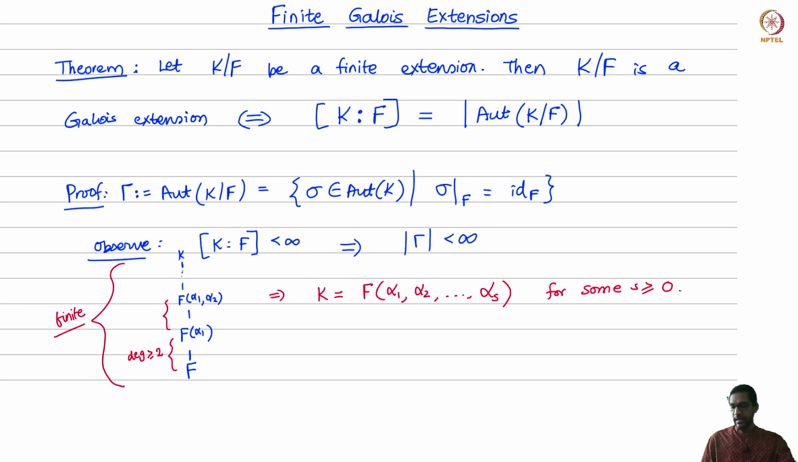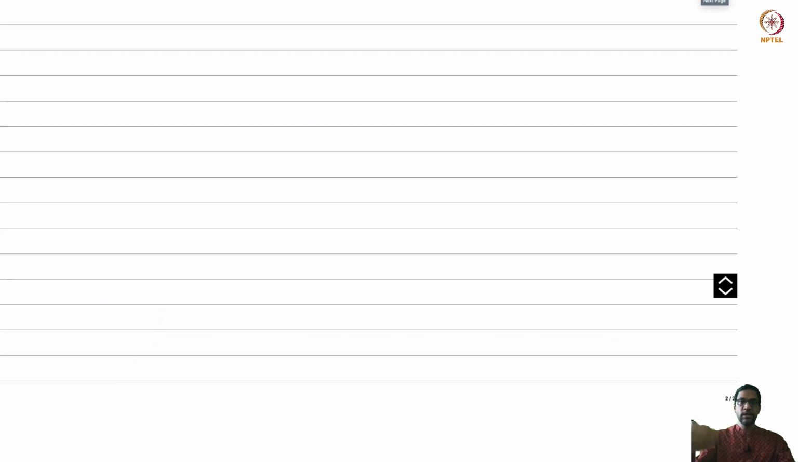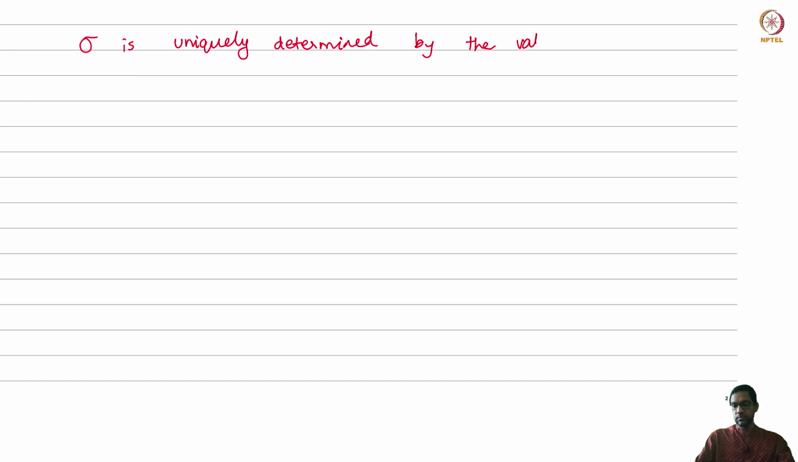So if I can obtain K from F by finitely many adjunctions, then consider the effect of an automorphism. Observe now that sigma from K to K, if sigma is an automorphism of K over F, this sigma is uniquely determined once I tell you what it does to the alpha i's. So sigma is uniquely determined by the values of sigma evaluated on these generators.